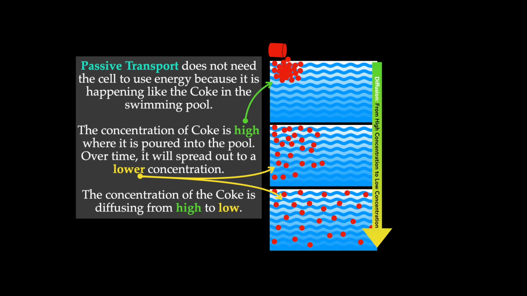Over time, it will spread out to a lower concentration from one area to another. The Coke is diffusing from a high concentration to a low concentration. So if we think about it like it's in your body, these cells would just be experiencing this diffusion passively. They're not using any of their own energy to get molecules inside or outside the cell.